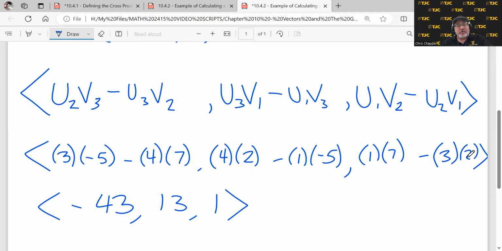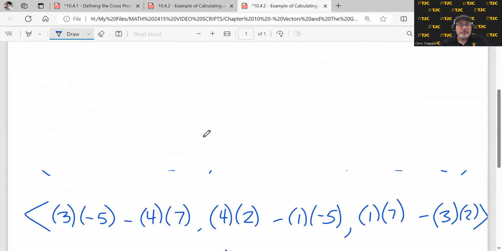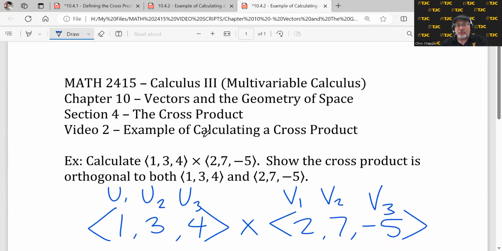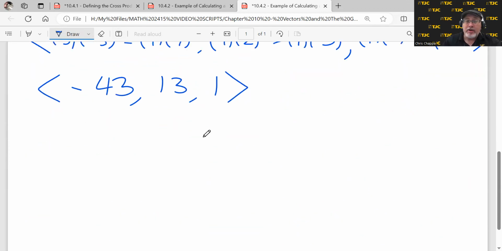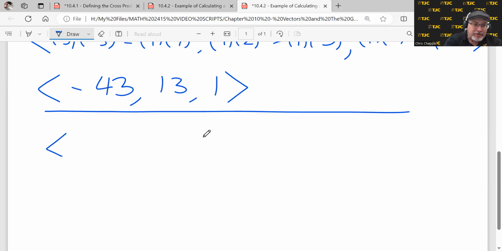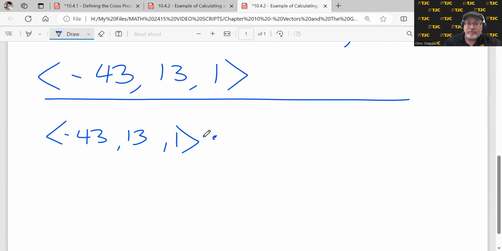So calculating the cross product by hand is tedious, but I want to check that it's actually the cross product. So we're going to show that it's orthogonal to both. Now, how do you show a vector is orthogonal to another? The dot product is 0. So we're going to take what we claim is the cross product, and we'll form the dot product with both of the original vectors in turn, first being 1, 3, 4.